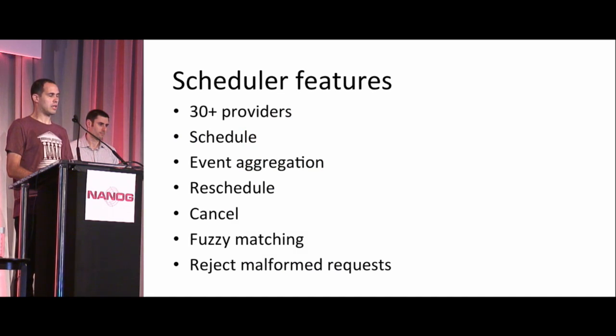There is a set of things that we support in the scheduler. We support right now more than 30 provider templates that we automatically parse. We support scheduling maintenances, which is basically any new maintenance that we have, we schedule it in our system. But we also do event aggregation, and this is because many of the maintenances that we receive are related to other maintenances that we already received before. The reason for this is that carriers generally send more than one notification, and they can be reschedules, cancellations, additions of circuits, additions of dates, a lot of different things.